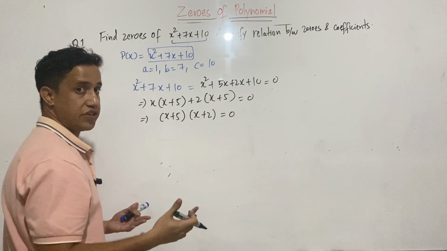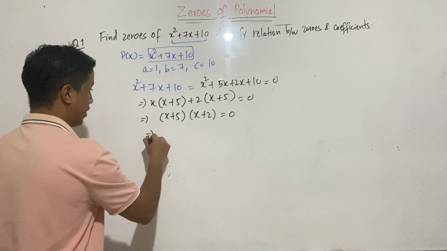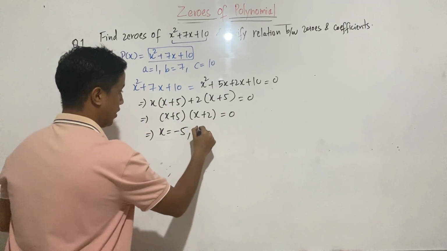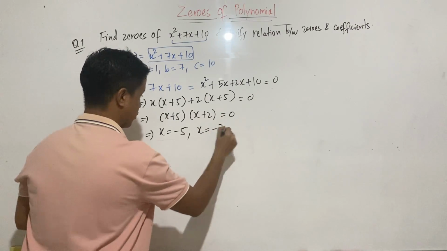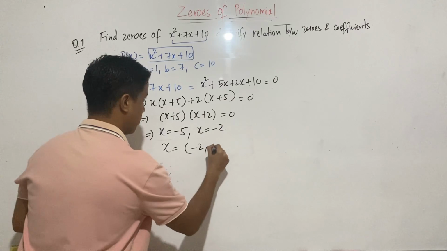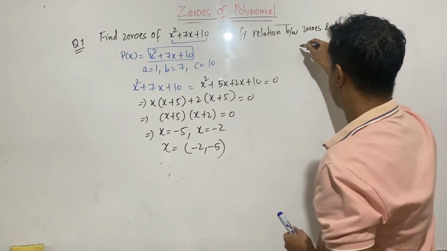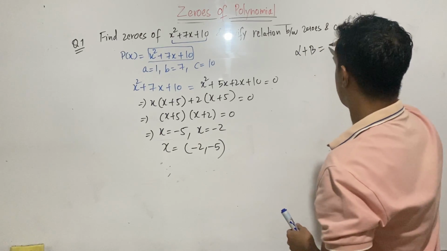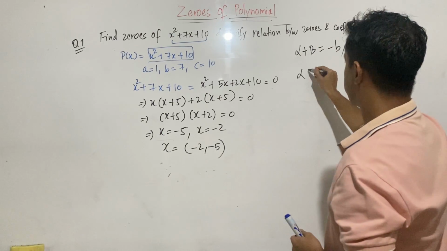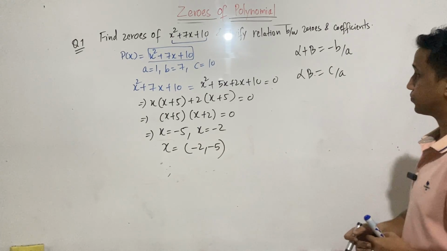Because we are finding the zeros, this expression must be equal to 0. So the value of x would be minus 5 and x equal to minus 2. So the values of x are minus 2 and minus 5. Now see here, this is a quadratic polynomial, and alpha plus beta should be minus b by a, and the product is c by a, right?